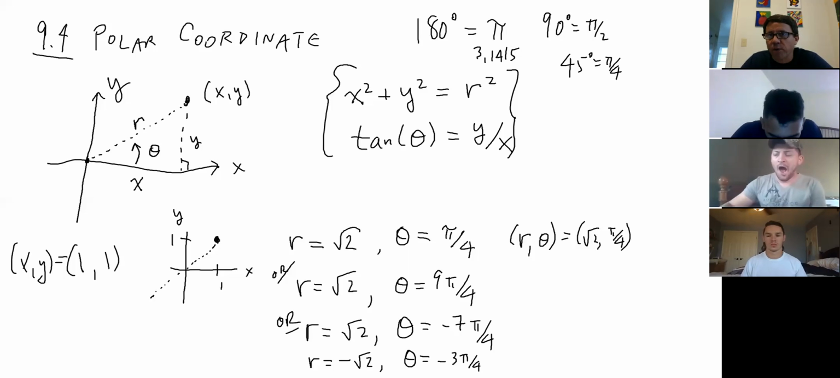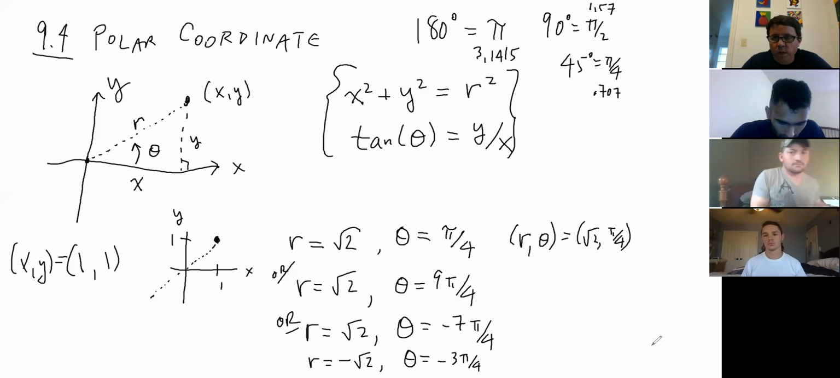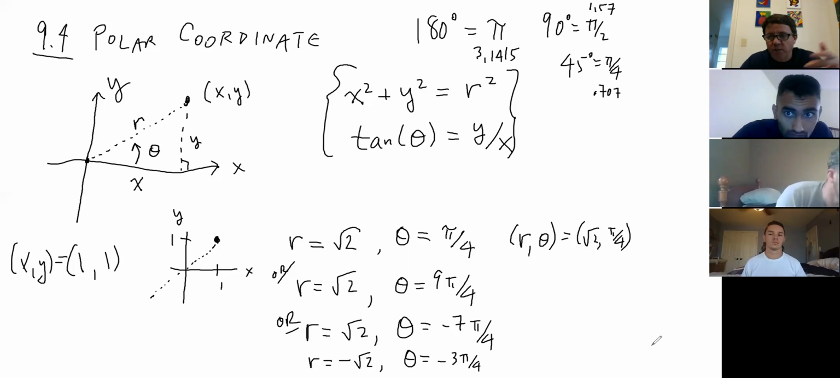Pi over 2 is 1.57, whatever. So pi over 4 is going to be around half of that. So I think 0.707 is a number that you'll start to see. So, yeah, good question on that. We're going to try to avoid that because we're going to want to sometimes calculate with these by plugging them in, and we don't want to plug in 45. It won't make any sense.